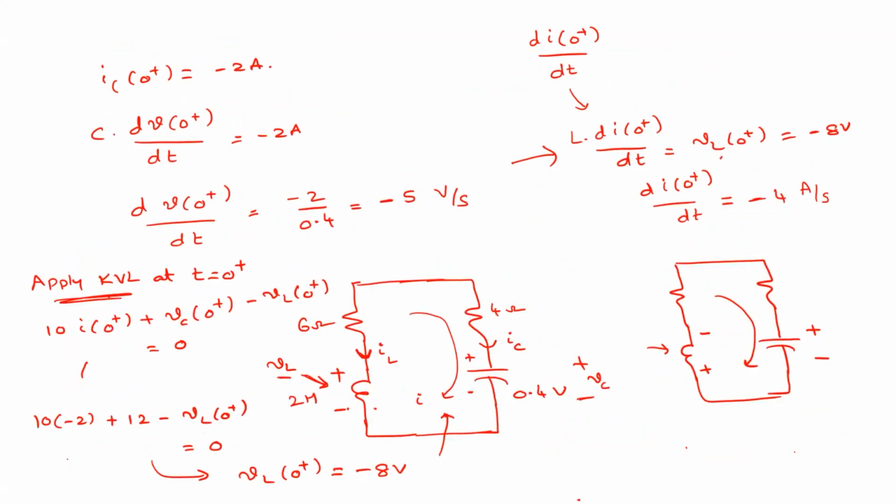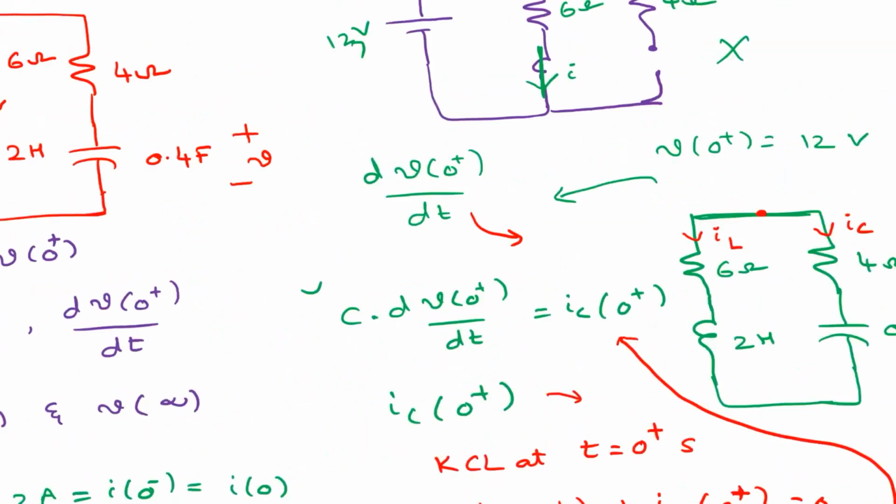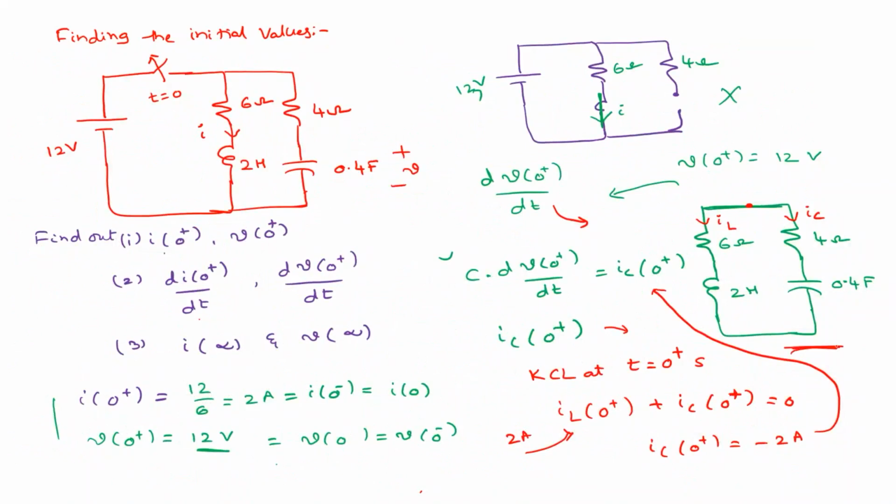So what is left over? I infinite and V infinite, right? So what is I infinite, the inductor current at infinite time? For this circuit, if there is no source, what is I infinite in this particular case? Simple question. 0, right?